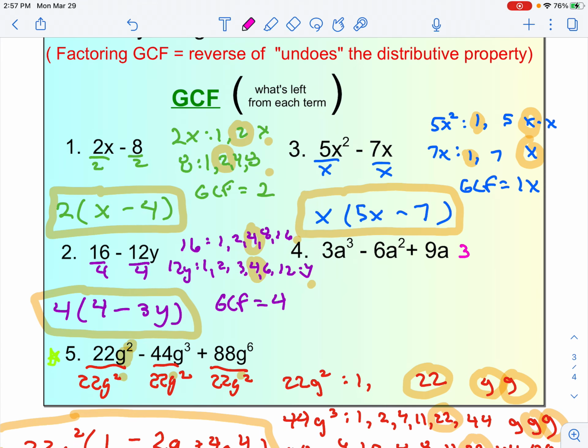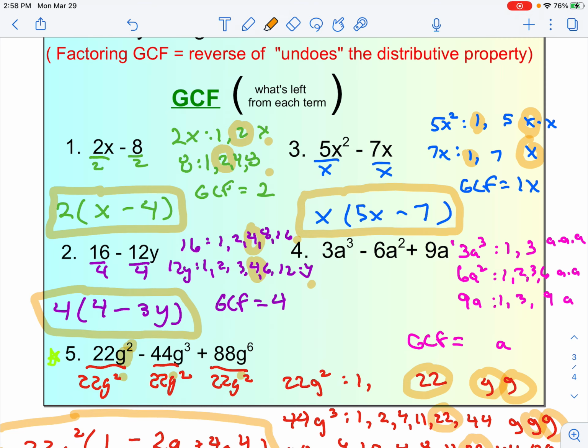Okay, so for these, I need to find the greatest common factor of 3a to the third, 6a squared, and 9a. Notice that's my lowest exponent power, so I know the largest variable I can take out for my GCF is going to be a to the first. Okay, let's do the number part. So we have 1 times 3, and then we have 3a's. You have 1 times 6 and 2 times 3, and you have 2a's. And finally, you have 1 times 9 and 3 times 3, and you have 1a.